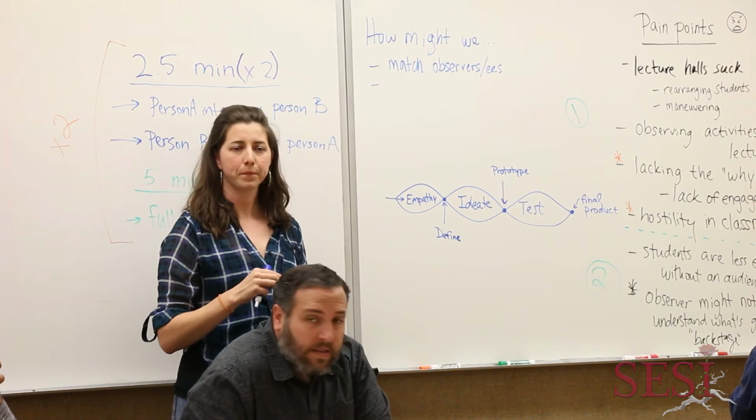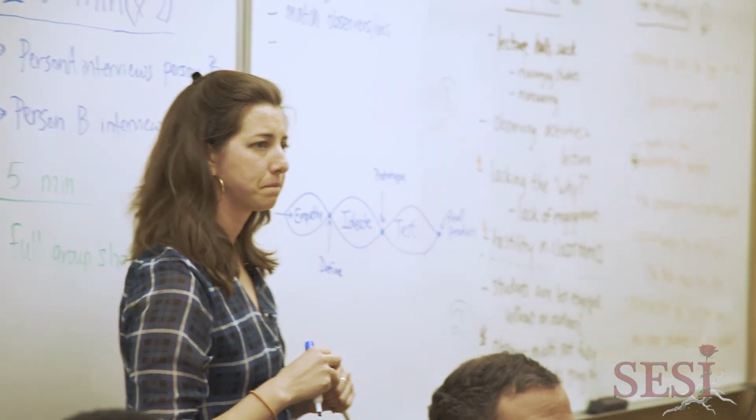Can we say something like how can we improve the quality of the feedback by having the best match between the observer and the observee? I'm trying to do that. Okay. Because I feel like the goal is improving the quality of the feedback that we're giving.